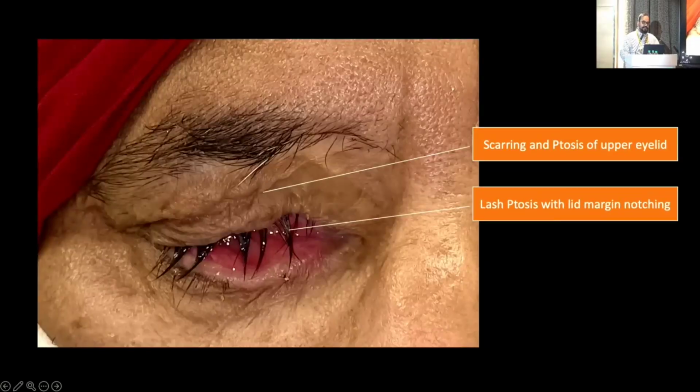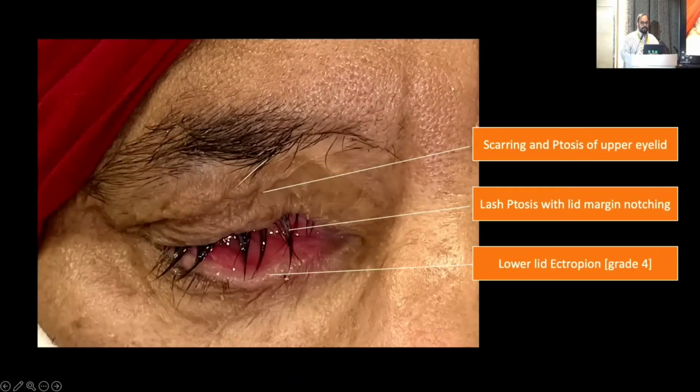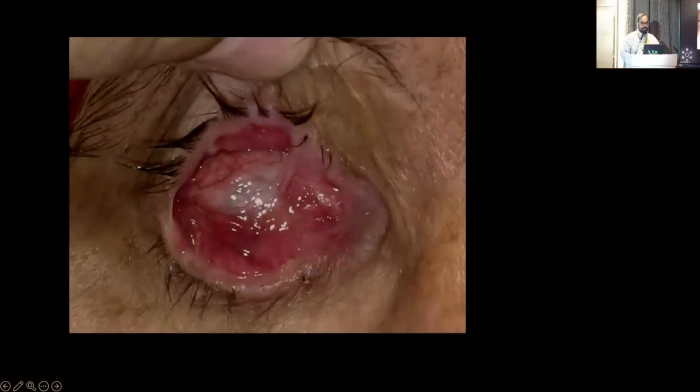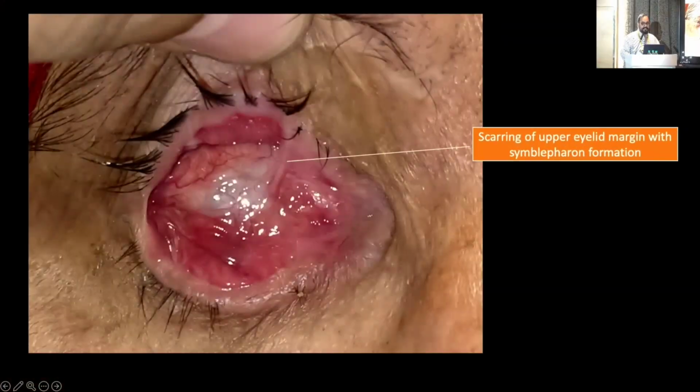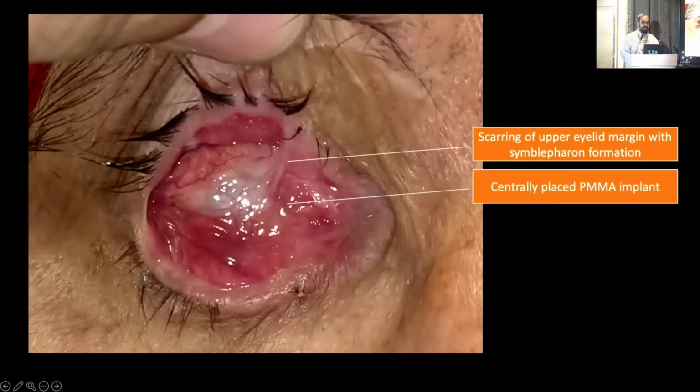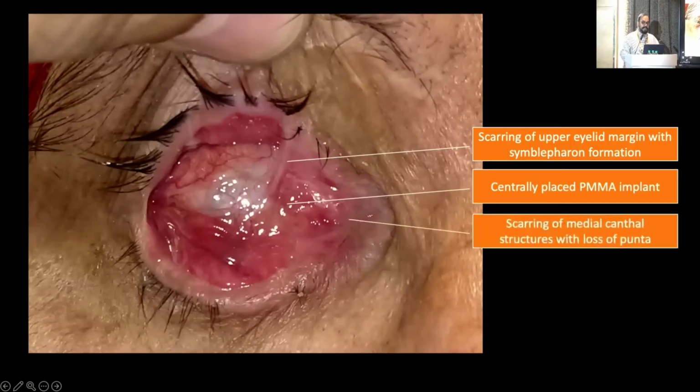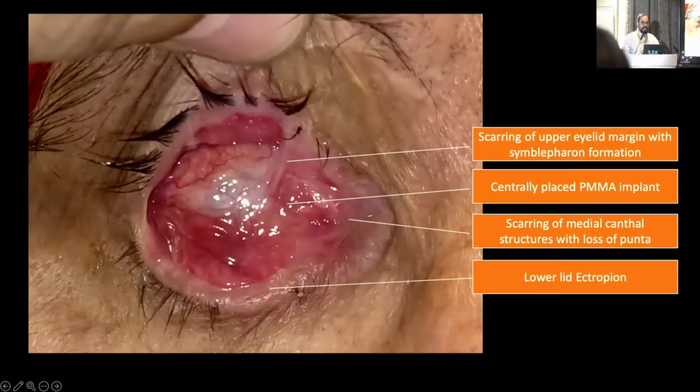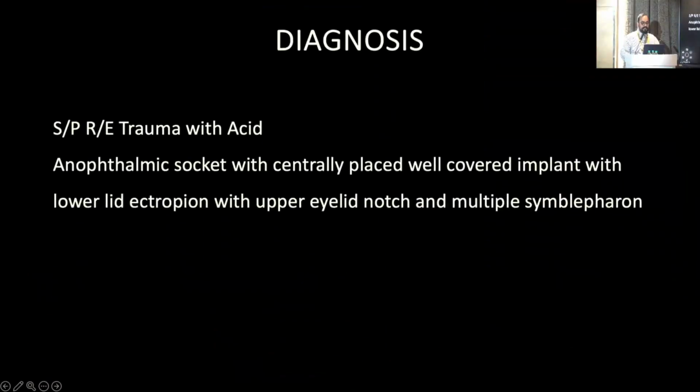There is lash ptosis with lid margin notching. There is lower lid ectropion grade 4. On seeing the inner surface, you can notice scarring in the upper lid margin with symblepharon formation, a centrally placed PMMA implant, scarring of the medial canthal structures with loss of puncta, and lower lid ectropion. So the diagnosis of right eye trauma with acid and anophthalmic socket with a centrally placed well-covered implant with lower lid ectropion, upper lid notch and multiple symblepharon was made.